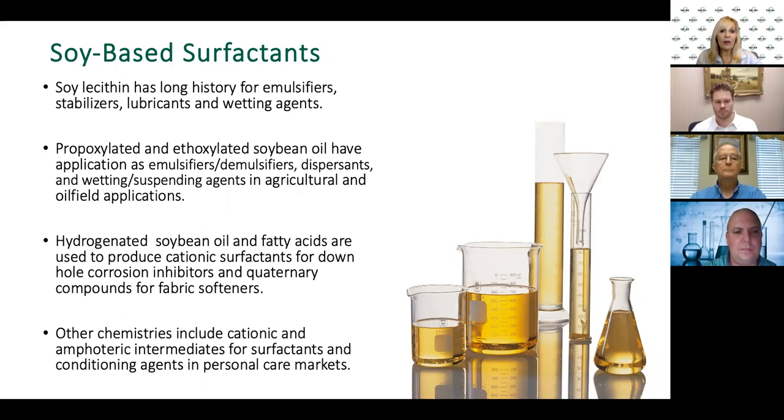Propoxylated and ethoxylated soybean oil offers performance benefits in dispersants for oil field, coatings and inks, and agricultural applications. Furthermore, hydrogenated soybean oil is a common intermediate, as is soy fatty acid. Imidazolines, amine oxides, and amine ethoxylates are useful for quaternary compounds and corrosion inhibitors. Plus, you have soy-based cationic and amphoteric surfactants and conditioning agents, and they have applications in a multitude of markets such as the personal care market.